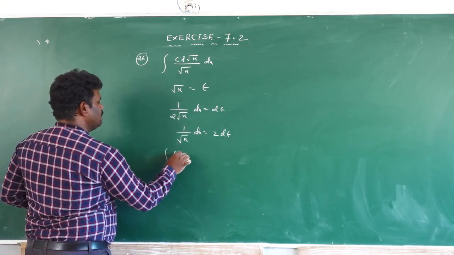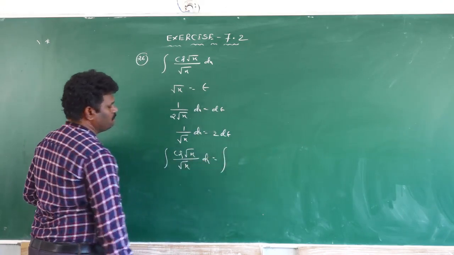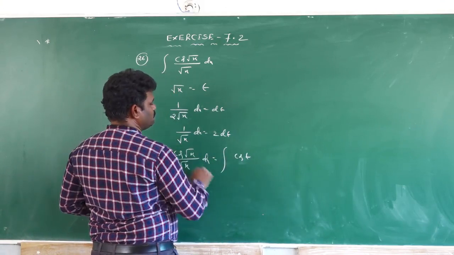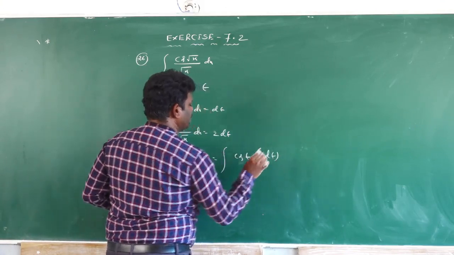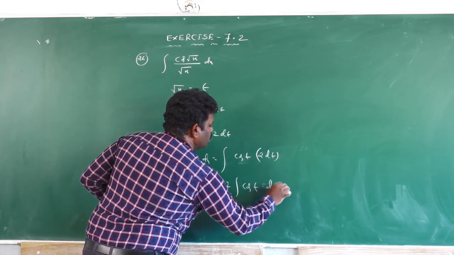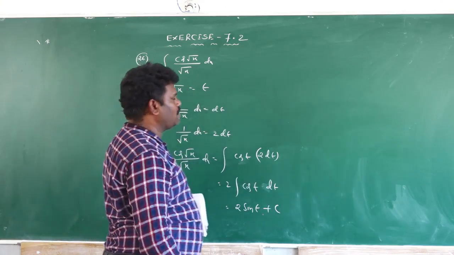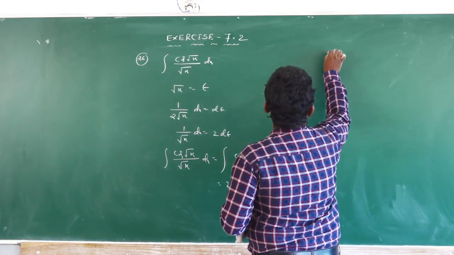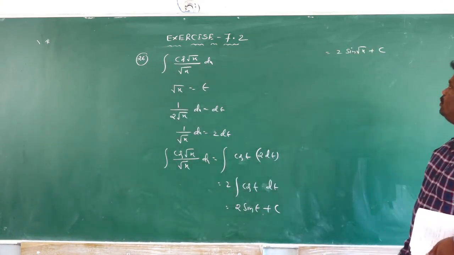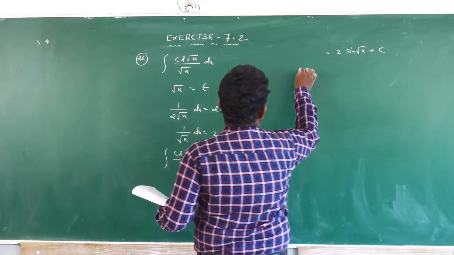Now see, integral of cos root x by root x dx is equal to integral of cos t into 1 by root x dx, which is 2 dt. That is equal to 2 into integral of cos t dt. The integral of cos t is sin t plus c. So finally, since t is equal to root x, that is equal to 2 into sin root x plus c value. Okay? Next, 27th.